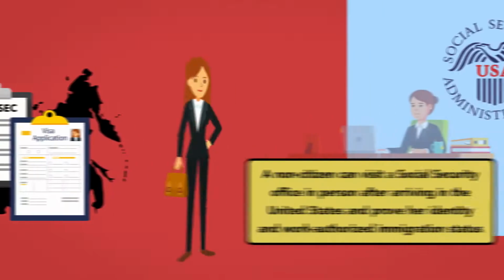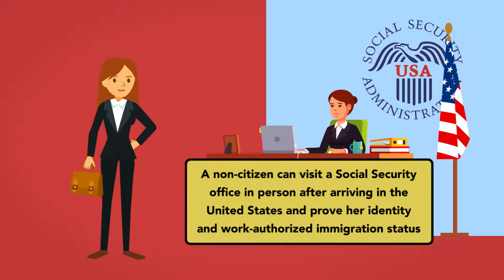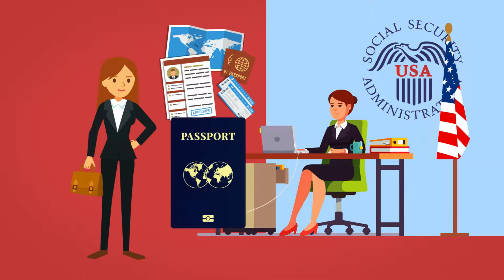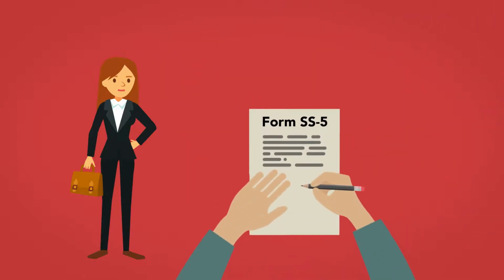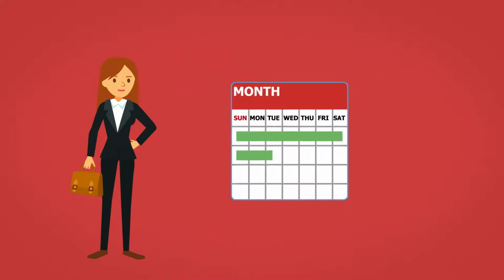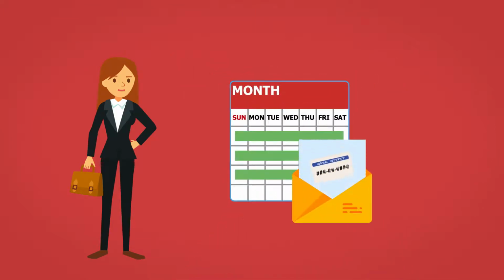Alternatively, a non-citizen can visit a Social Security office in person after arriving in the United States and prove her identity and work-authorized immigration status with immigration documents and an unexpired foreign passport. She will then fill out a Form SS-5, or Application for a Social Security Card. Typically, she'll receive her Social Security card within 3 weeks of being admitted to the United States.